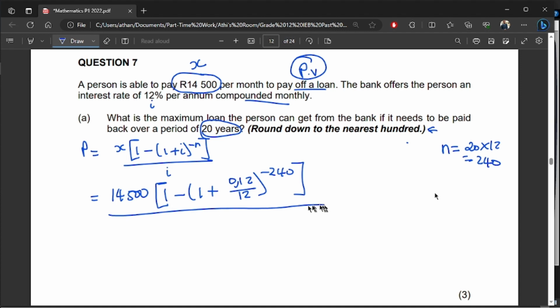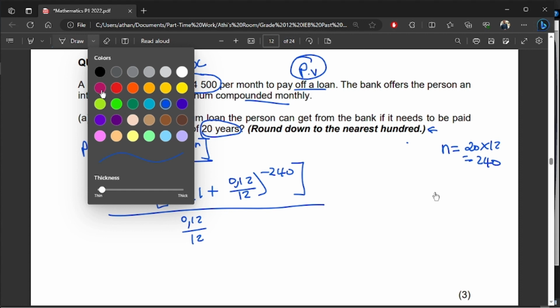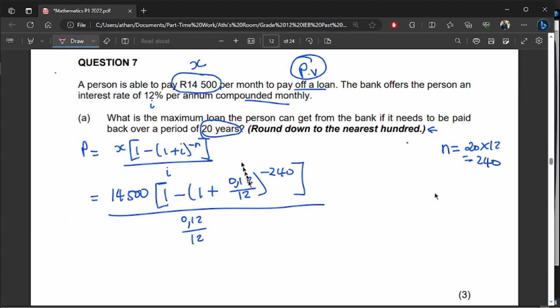Close bracket, all divided by 0.12 over 12. Guys, why do I have 12 there? Let's rectify that. I remember this value was not 12. Was it not 20? Oh yes, there is 12. 20 is for the years. Sorry, my mistake. So we are correct.